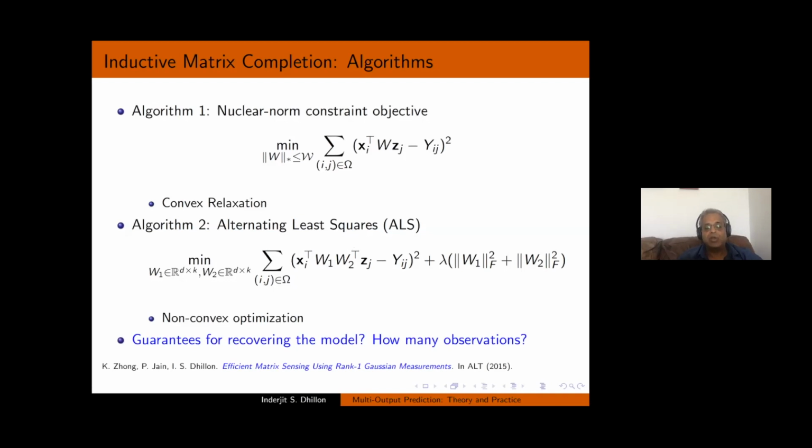And now all of you might be thinking that, hey, this has similarity with the matrix completion problem. And so are there guarantees for recovering the ground truth or recovering the model? And then, of course, the question is, how many observations does one need, right? How many observations omega suffice, and what is the structure maybe of those observations so that I can actually have guarantees for recovering the model?